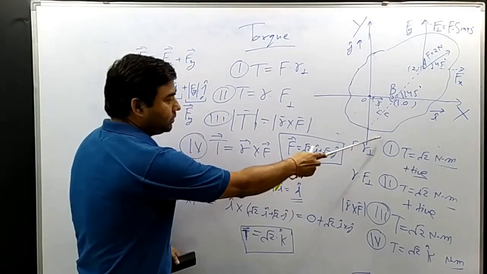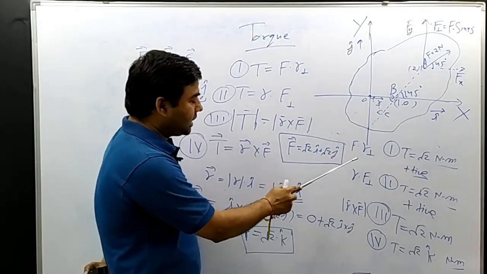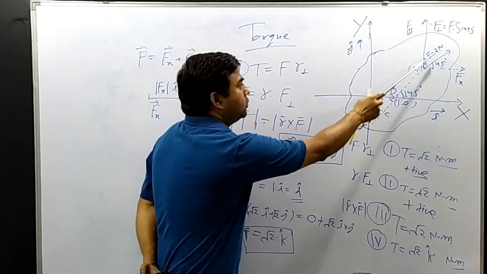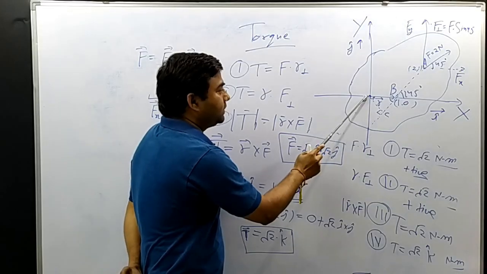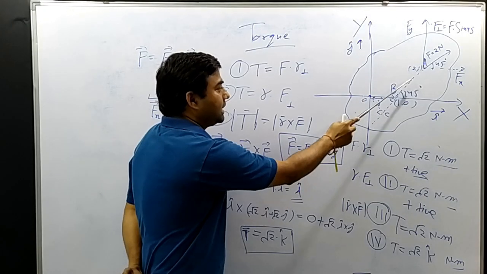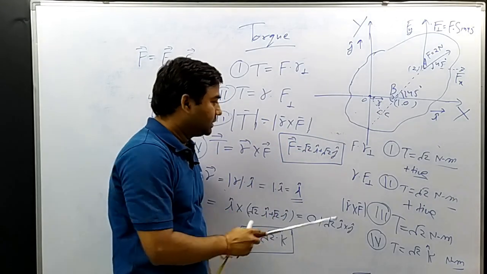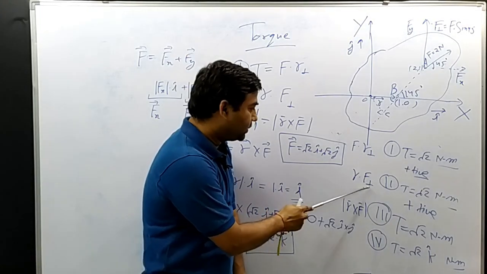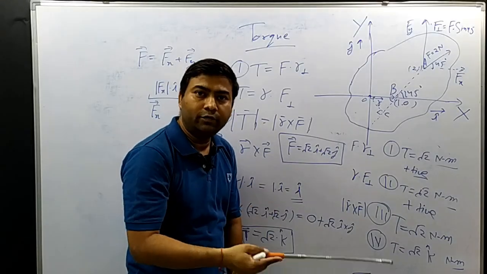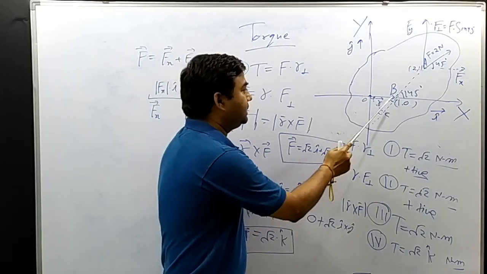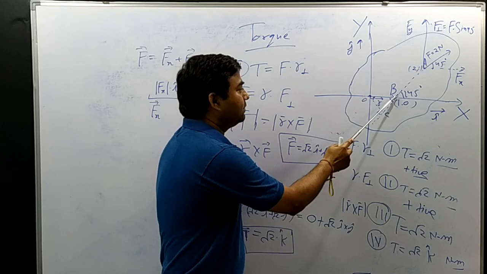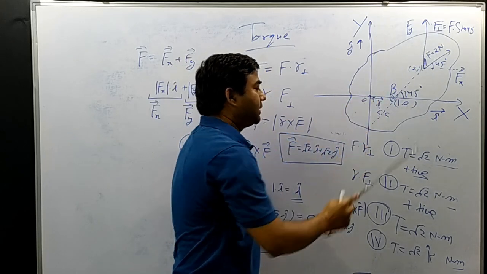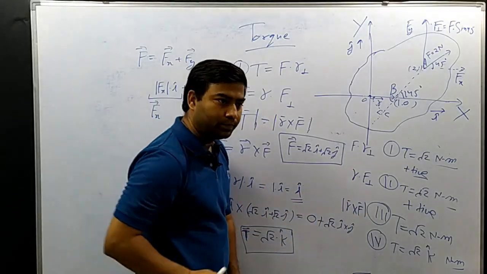So these are the four methods. One, by lever arm: force into lever arm, where lever arm is the perpendicular distance from O to the line of action of force. Second, by position vector into the perpendicular component of F. That is, the position vector is OB, and perpendicular to OB is F perpendicular, that is F sin theta. This is also under root 2.